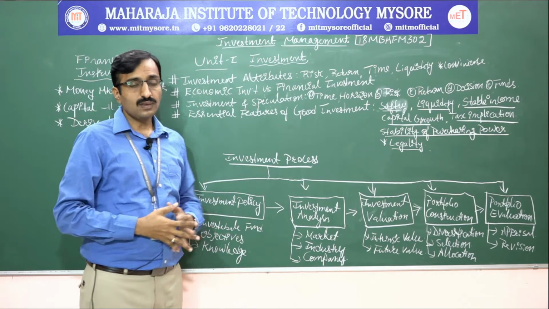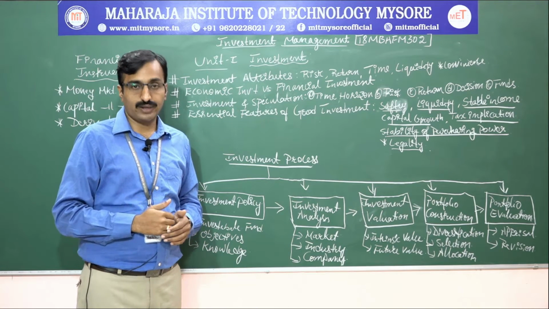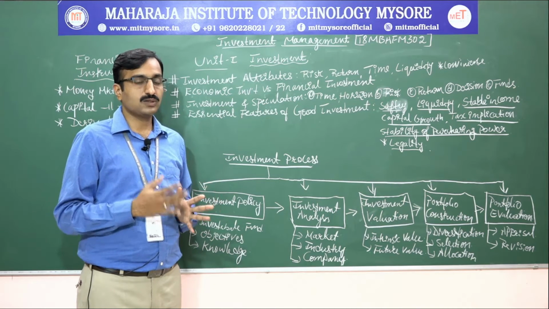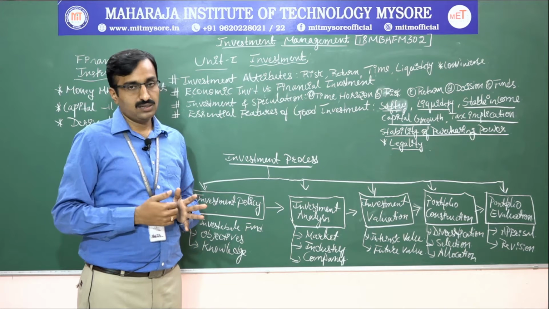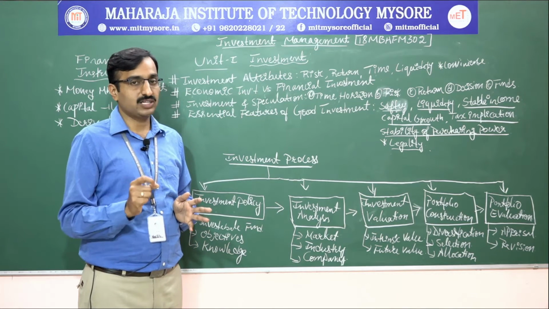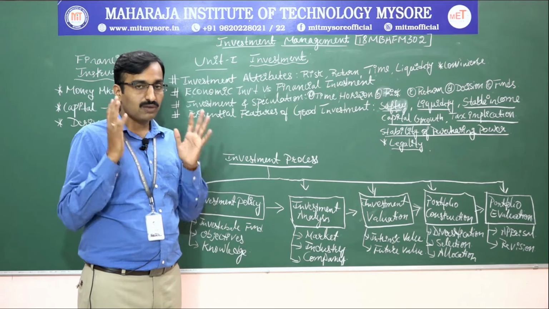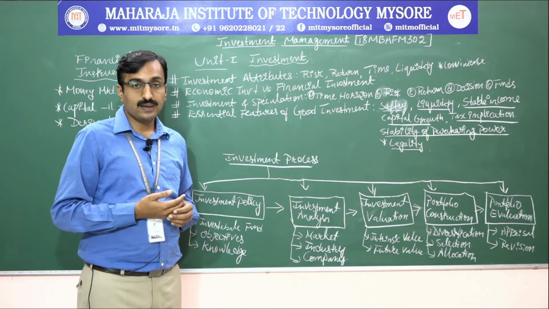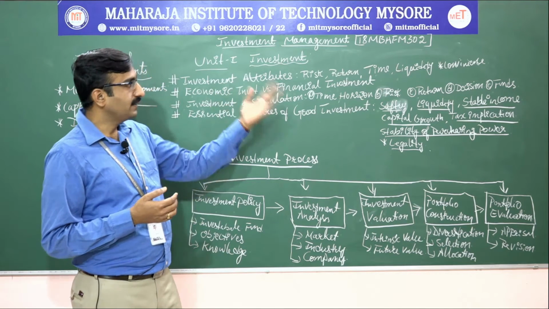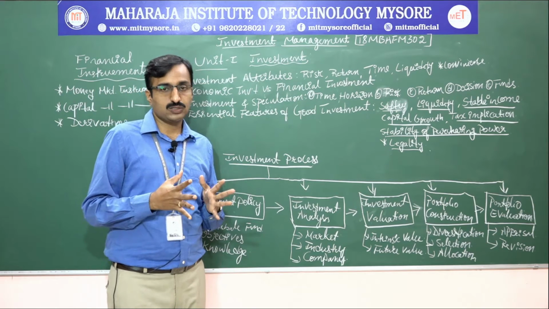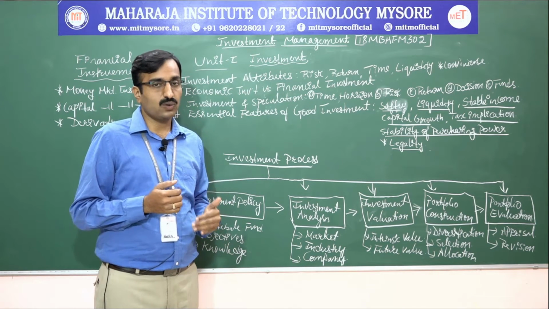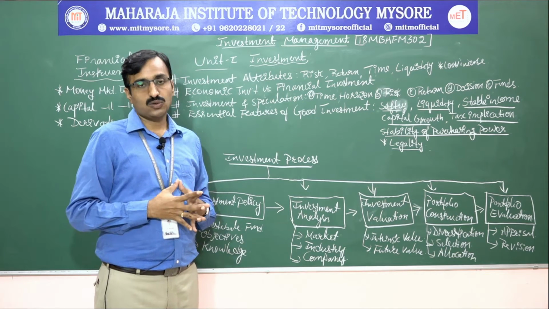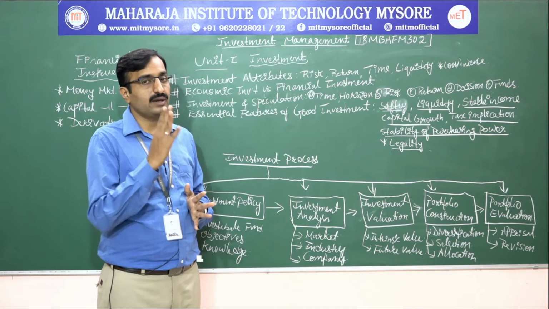Then return. Return is the minimum required rate of return. So it should be there. If you invest 10,000 rupees today, how much will you get next year? It should be expressed in terms of percentage, maybe 10% or 20%. So we should be aware of how much percentage of rate of return I will get after a particular or specified period. Then time. Time is the maturity period. If you invest money today in year zero, when will you get back your investment and when do you start earning the return, that is called time. So there should be a maturity period for the investment.